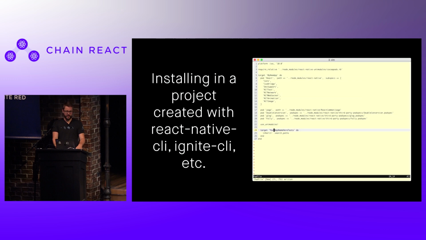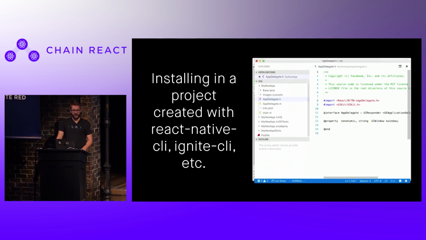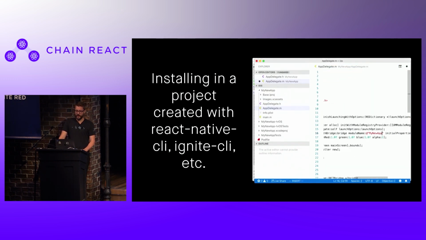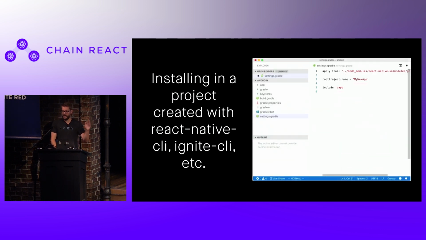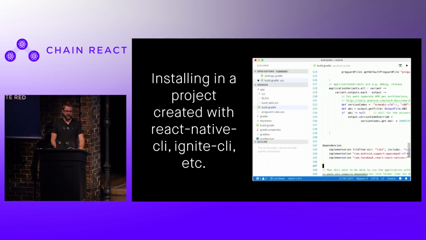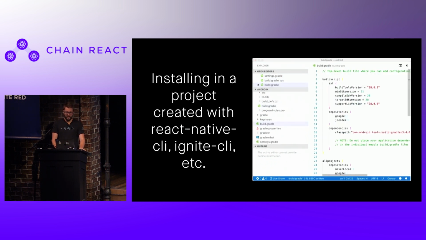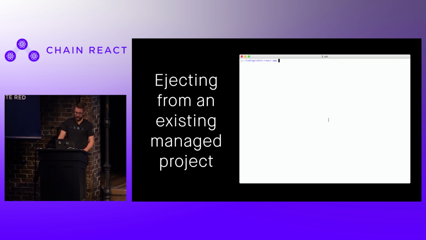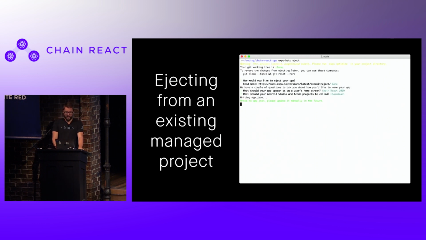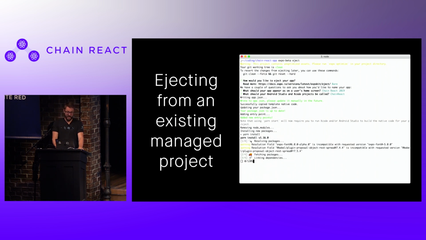So installing it in a project with React Native CLI or Ignite CLI or whatever you use to create it, it's just a matter of installing this React Native unimodules package. I sped it up here. It'll probably take you a few minutes. The instructions are all in the README. It's a lot easier, though, if you have a new project. You just initialize it from scratch, and it'll include all of that stuff for you. As for ejecting from an existing managed project, it's just a matter of running eject.